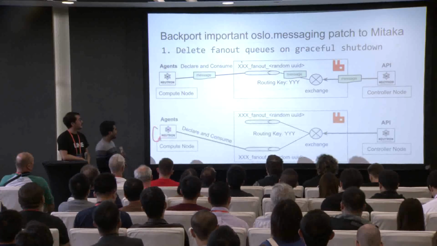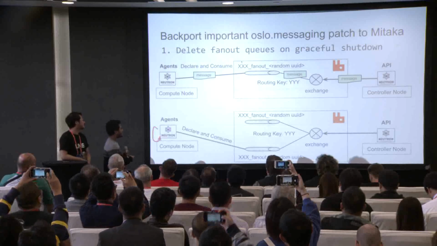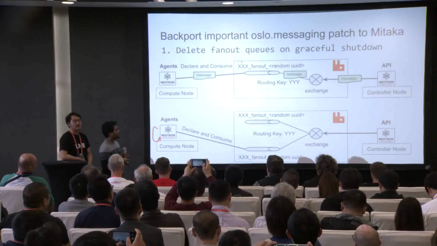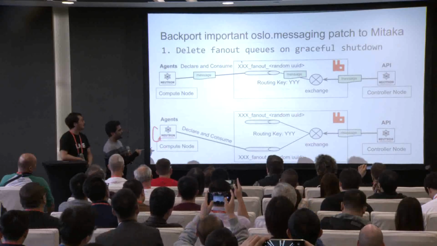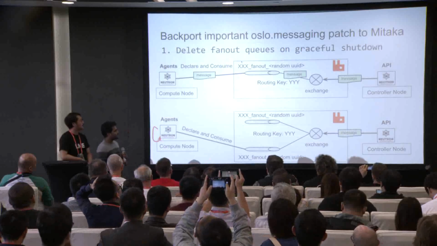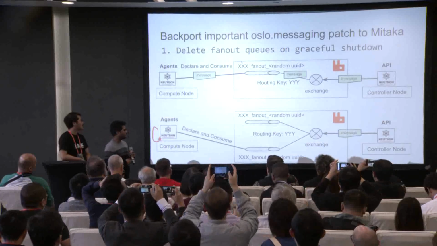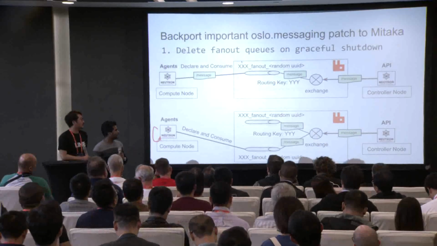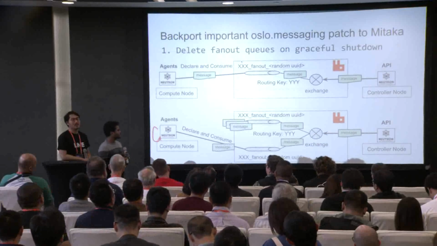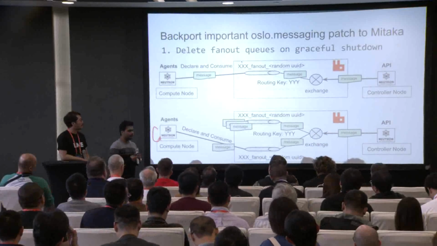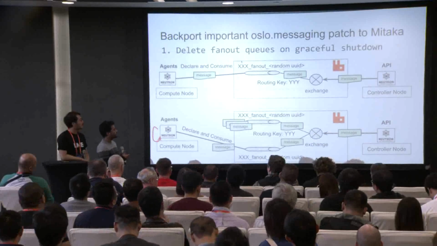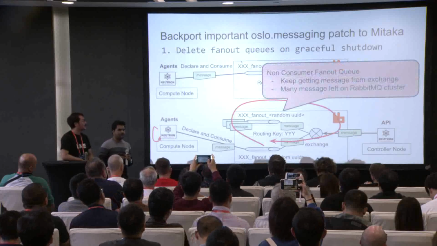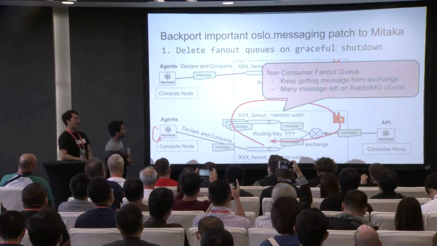So you can imagine if the agent is restarted, it declares a new queue, and the old queue remains in RabbitMQ. And when the message is sent by the neutron server, the exchange makes sure that it sends to all the queues. The agents consume from the recently created queue, and the other queue keeps getting the messages from the exchange. So many messages are left in the RabbitMQ cluster.